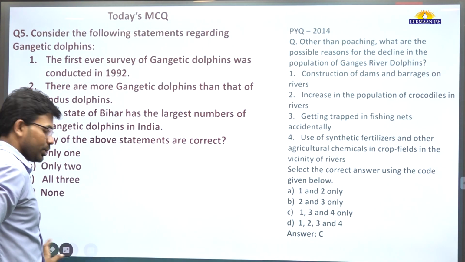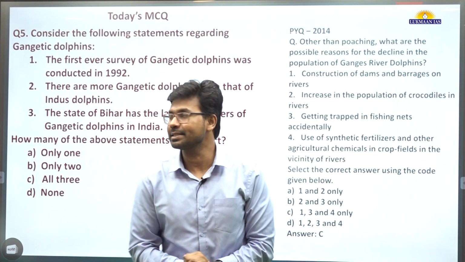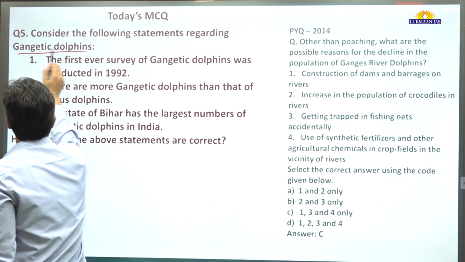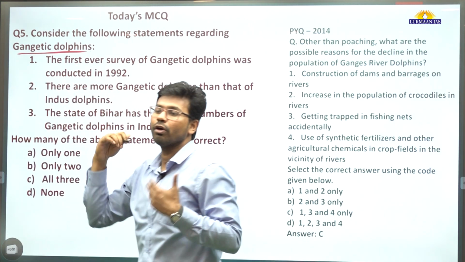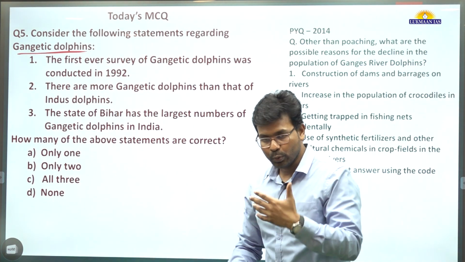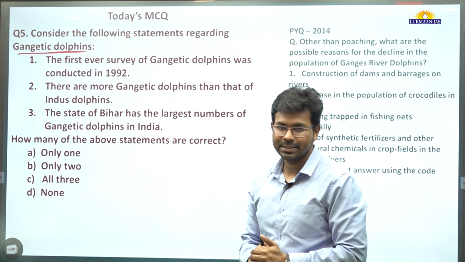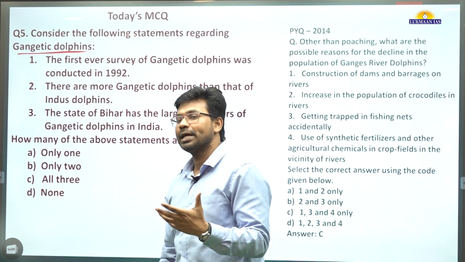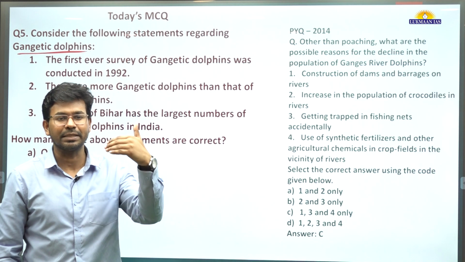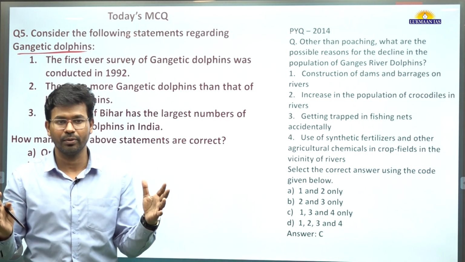Then we have another question. We will go through this question. It says, consider the following statements regarding Gangetic dolphins. So we are talking about dolphins. Why are we discussing dolphins? Because in 2021, a dolphin census was conducted in the country, where they identified that in India we have 6,300 some dolphins overall.